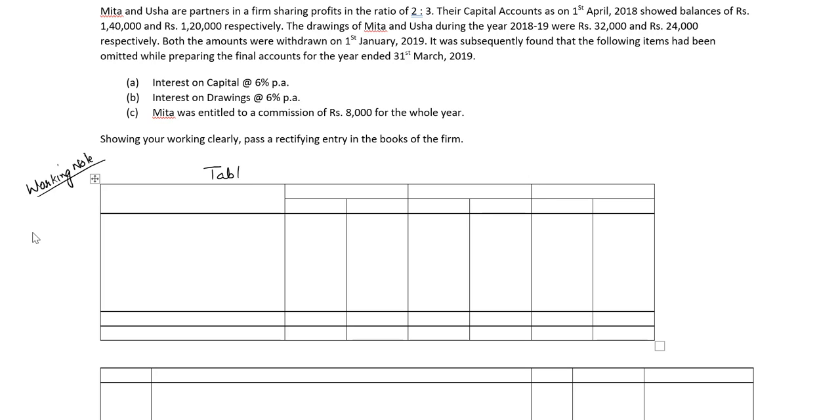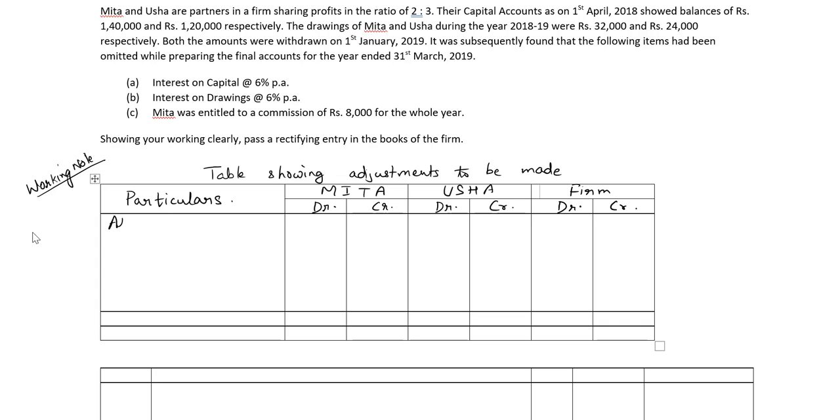Table showing adjustments to be made. Particulars, Meeta, debit for Meeta and credit for Meeta, and Usha column, debit for Usha and credit for Usha, and finally column for firm divided into debit and credit.